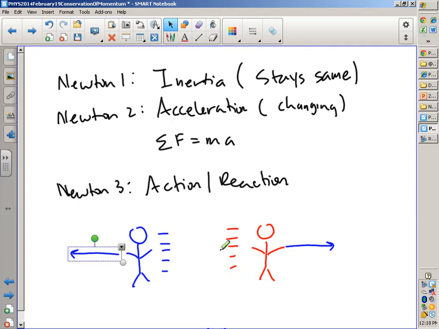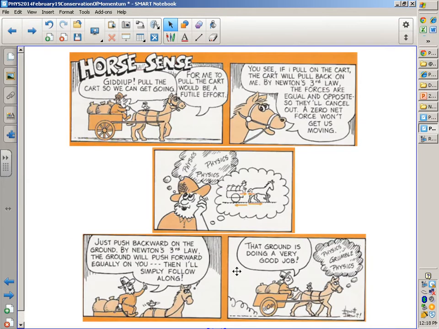So we have equal forces in the opposite direction, and both of these objects start moving. Now, there is a problem with Newton's third law. If you think about it critically at this point, you might be running into a roadblock. It might be similar to the roadblock that the horse in this comic strip, which is on the back of page 1, is having. So if you want to flip it there.